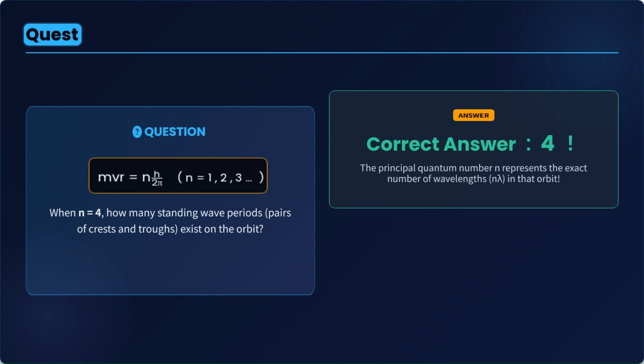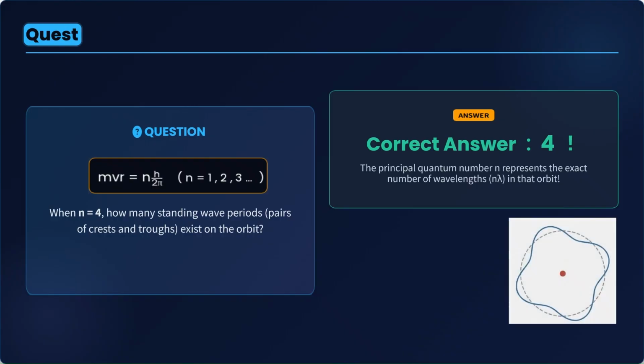Just as shown in the equation 2 pi r equals n lambda, the principal quantum number n directly represents the number of wavelengths fitting along the orbit. So for n equals 4, it forms a standing wave where crests and troughs repeat exactly 4 times in one full loop. Could you picture it instantly? Awesome! Your understanding of the mechanics is solid now.